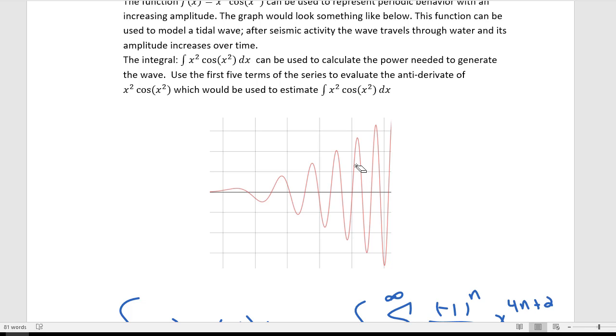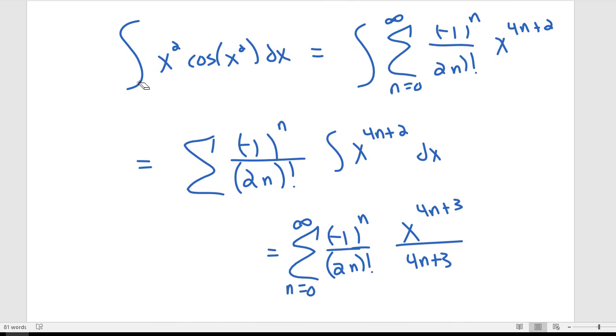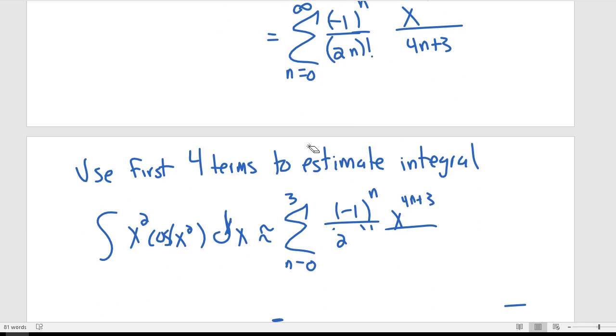Let's assume, and I'm just picking kind of random values here, that there's seismic activity, there's an earthquake, a wave is generated, and it really only takes the first 3 minutes for the wave to reach its maximum amplitude. So in that case, we would integrate from 0 to 3. If I'm integrating from 0 minutes to 3 minutes, then I don't want the infinite series.